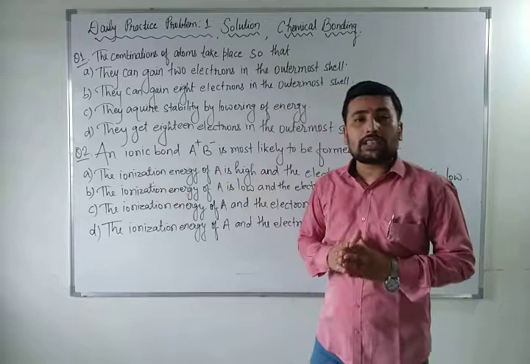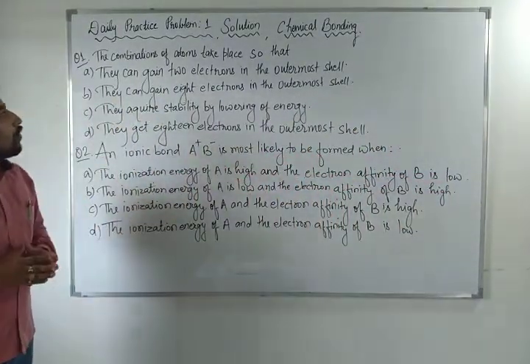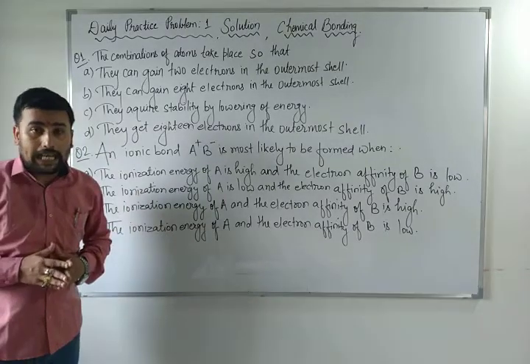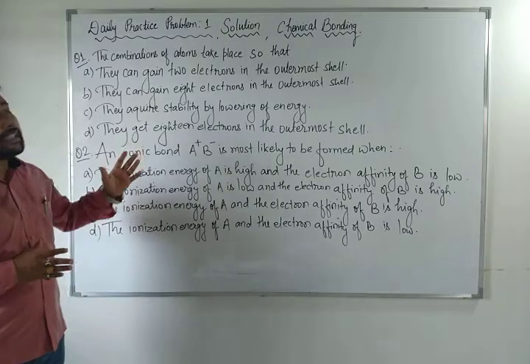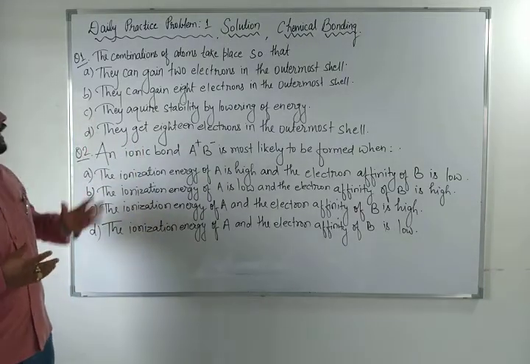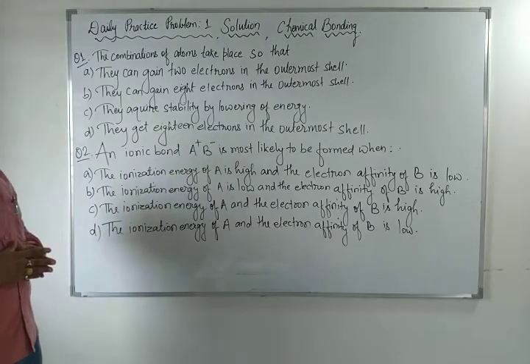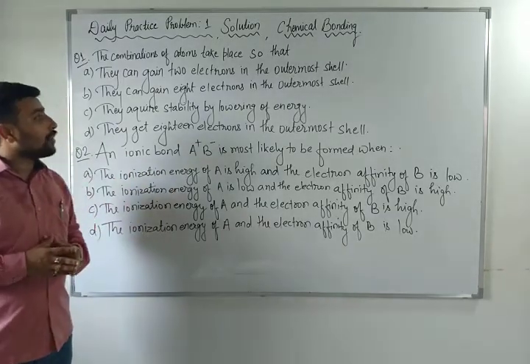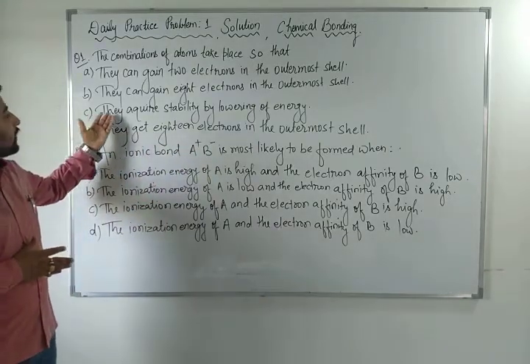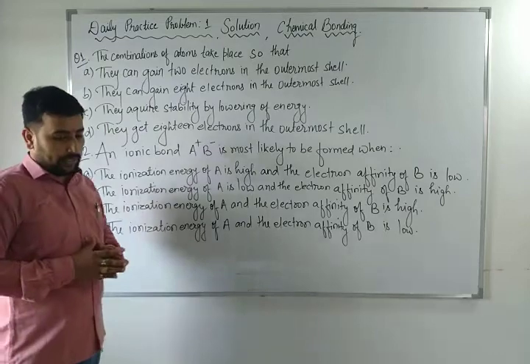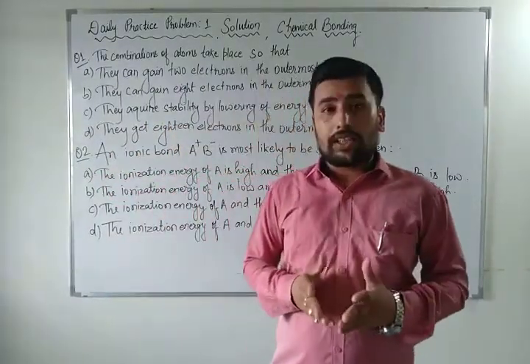You can see the first question. The first question is: the combination of two atoms takes place so that, option A, they can gain 2 electrons in the outermost shell; option B, they can gain 8 electrons in the outermost shell; option C, they get 18 electrons in the outermost shell; and option D, they acquire stability by lowering of energy. Everybody will tell, sir, many answers are right.